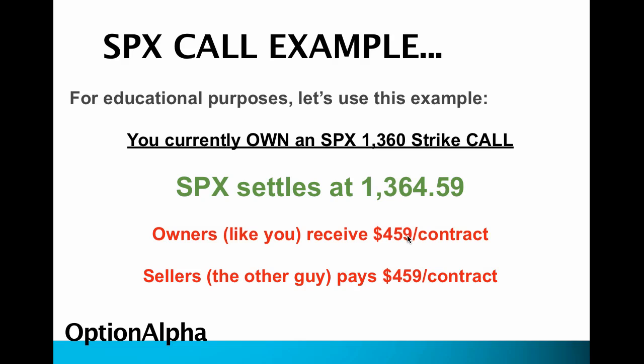Sellers, on the other hand, will just have to pay this premium straight out of their pocket. They don't have to deliver any shares to you. They don't have to go out in the market and buy shares at any price and then deliver them to you at whatever price. They just actually get this money taken directly out of their account. Again, it's cash settled and very, very easy. There's no exchanging of any underlying shares or securities.